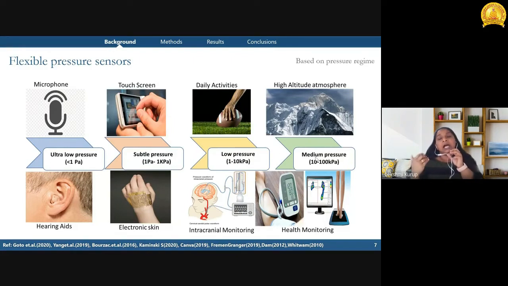It's almost the high pressure region, which can be detected at high altitudes, and as well as the pressure which we apply through the foot, that's a planar pressure, because the foot is the only organ that carries the whole body weight. So the weight on the foot would be higher. So it comes under the medium pressure region.